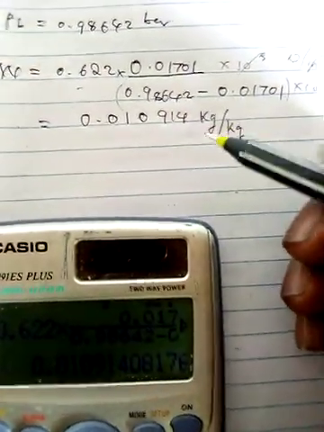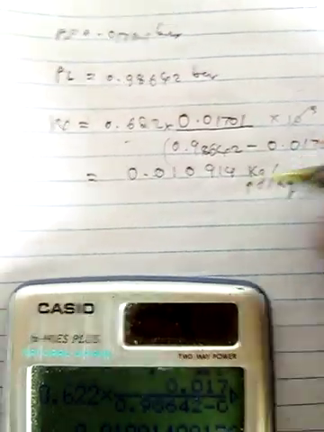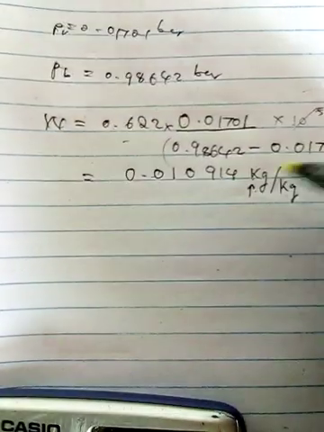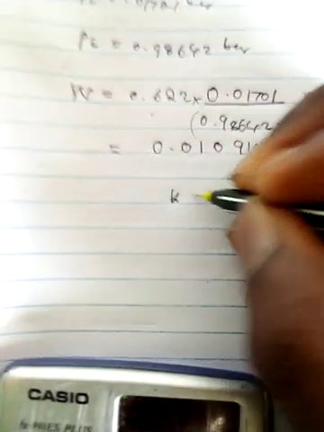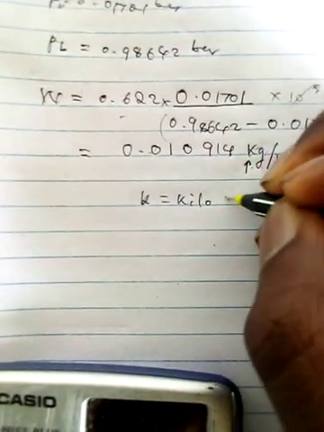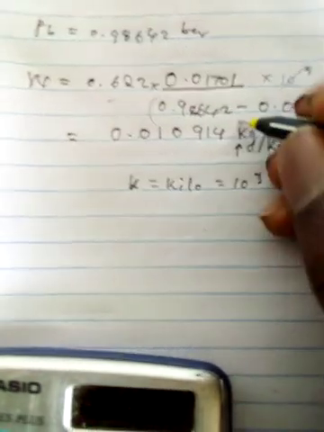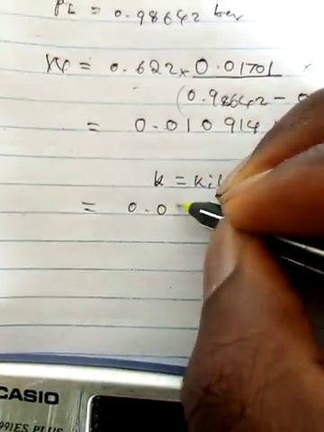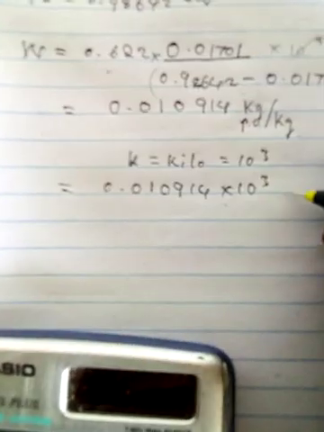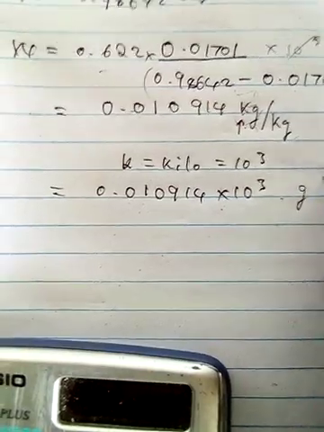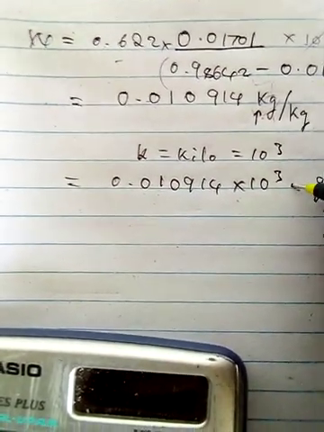But if you remember, I said the unit for specific humidity is grams per kg, so that means this kilo here has to leave, and we just remain with grams per kg. But we know that kilo is actually 10 to the power 3. So that means we can replace this k with 10 to the power 3. So we're going to have 0.010914 multiplied by 10 to the 3 grams per kg.